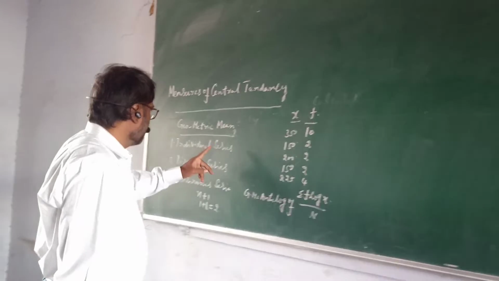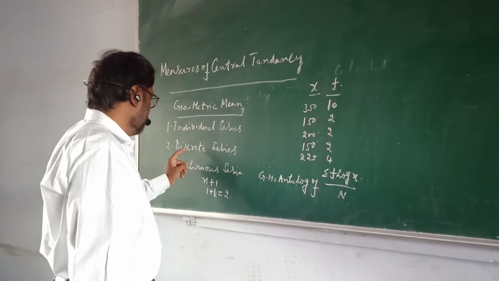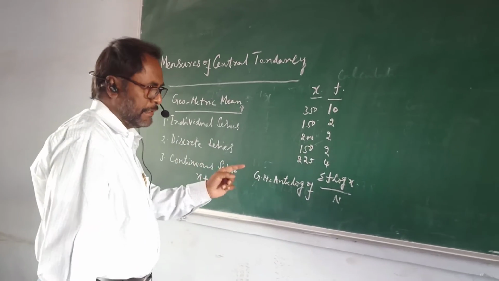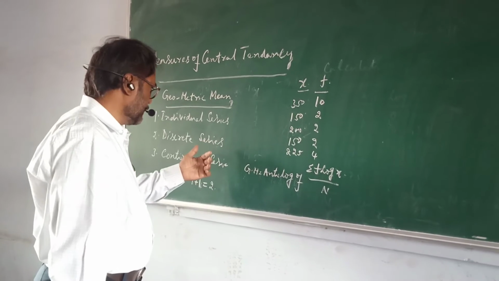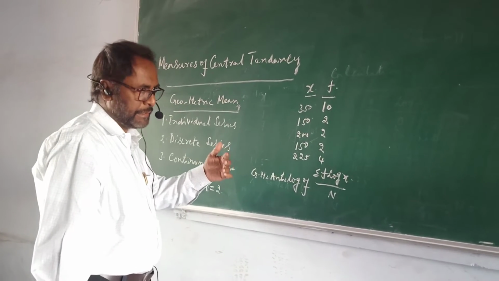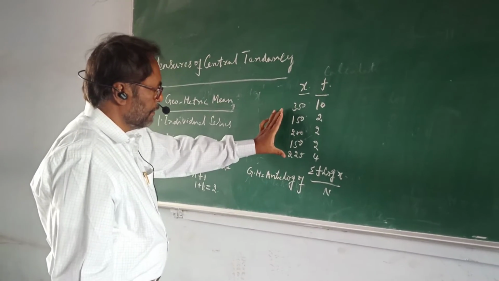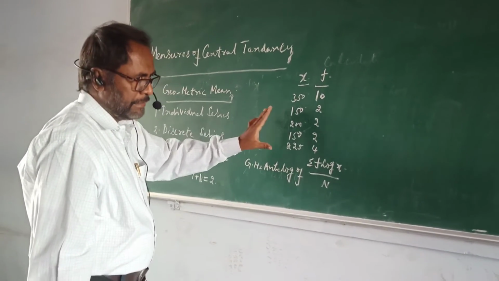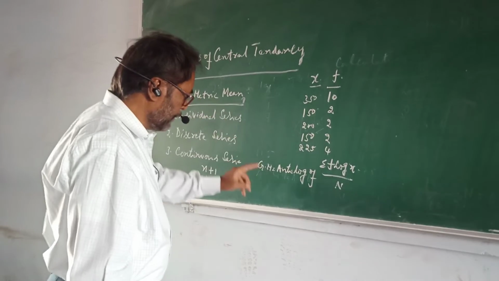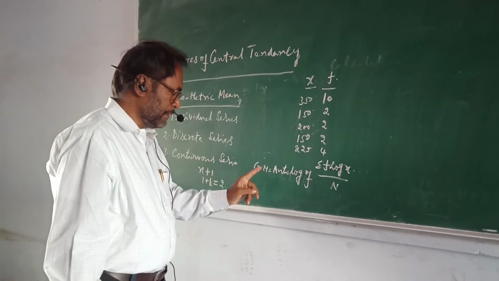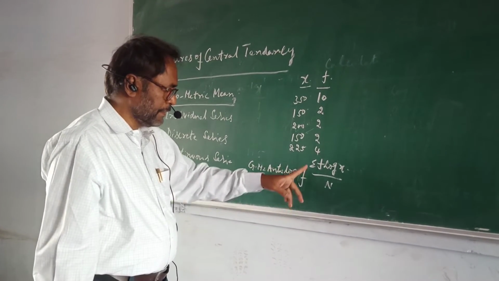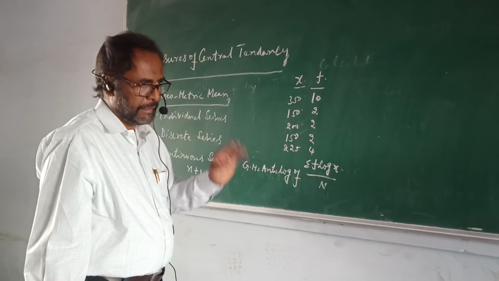Under geometric mean, the second one is discrete series. Now under discrete series, how are we going to calculate geometric mean? Now these are the values they have given you to find the geometric mean. The formula for geometric mean is GM is equal to antilog of sigma f log x by n.